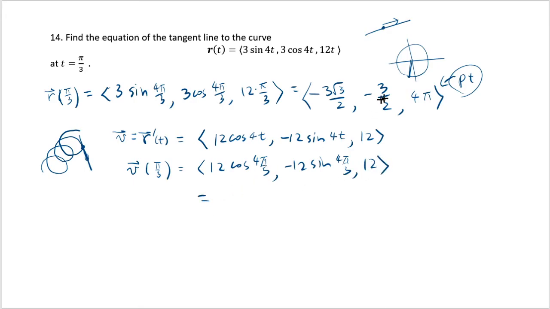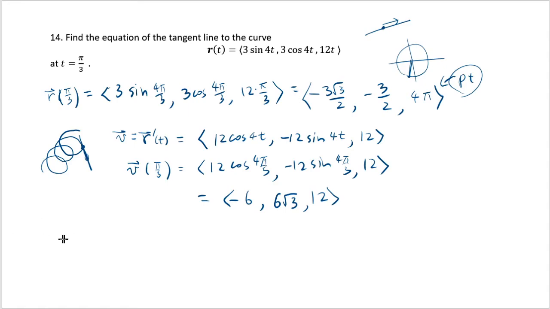And we just got the values. Cosine is negative 1/2, so negative 1/2 times 12 would be negative 6. Sine is negative radical 3 over 2, so negative negative will be positive. 12 divided by 2 will be 6, so you get 6 radical 3 and then 12. So that's your direction vector.